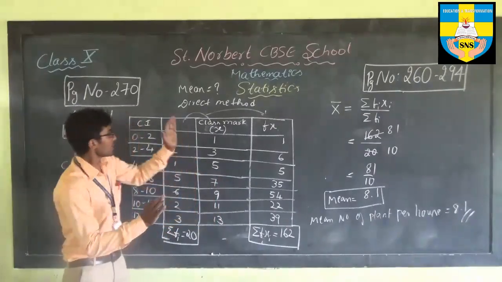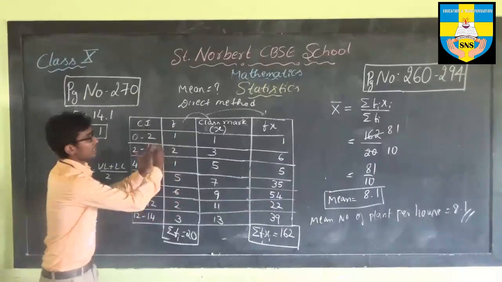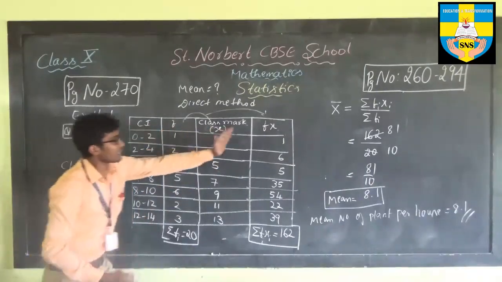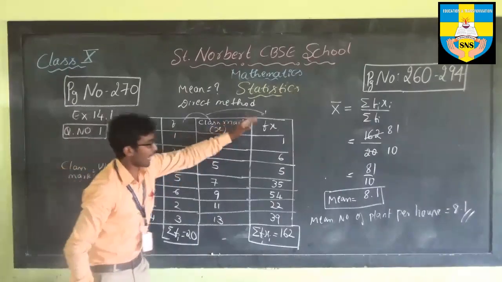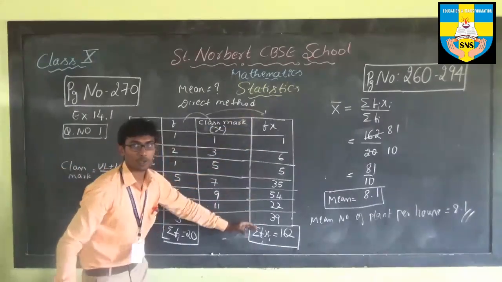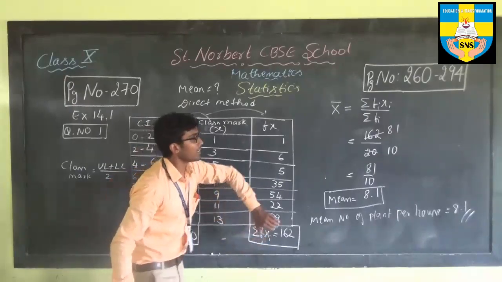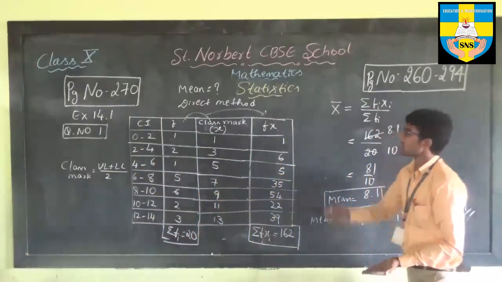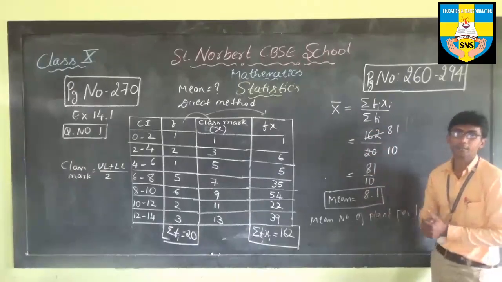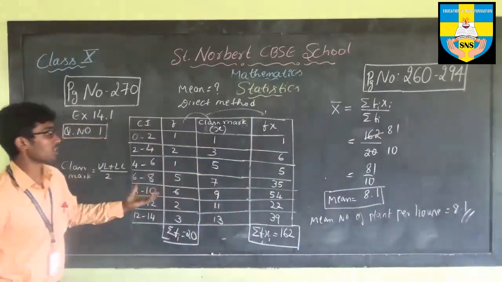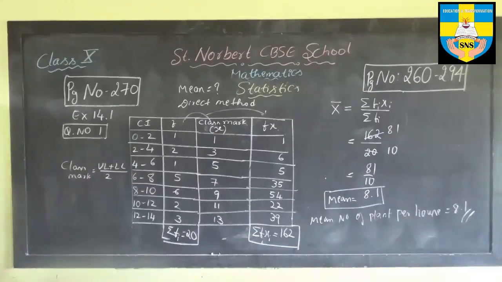Again, let me explain. First, these two will be given. Then calculate the x by using the class mark formula. Then multiply these two, f into x. Add everything in the f into x column. You will be getting summation of fi xi. If you substitute this information in the formula, you will have 8.1 as the answer. Pause the video and copy this information in your classroom.